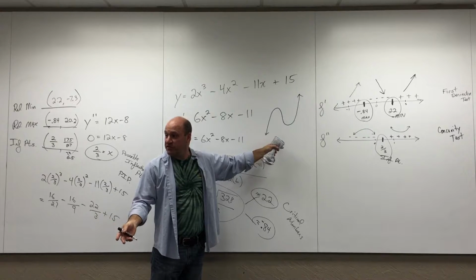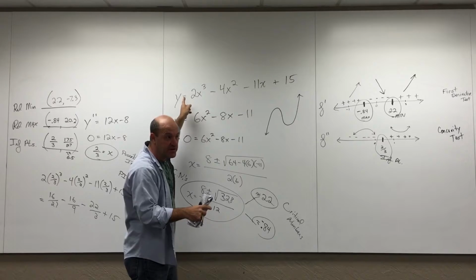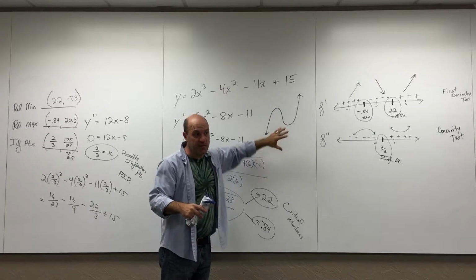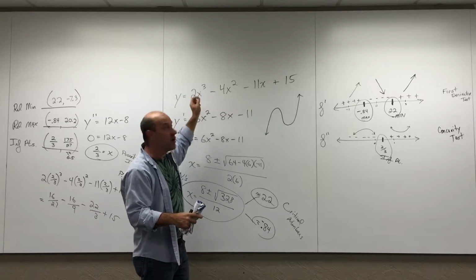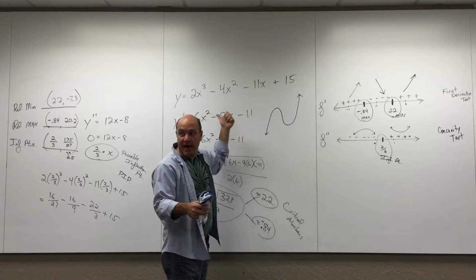A cubic function looks like this. A cubic function with a positive leading coefficient can look like this. It could be upside down if it had a negative leading coefficient. So you got to watch that. But a cubic function with a positive looks like this.